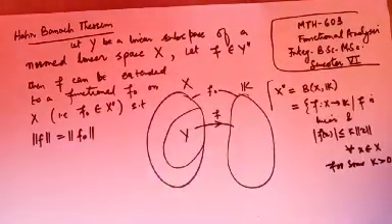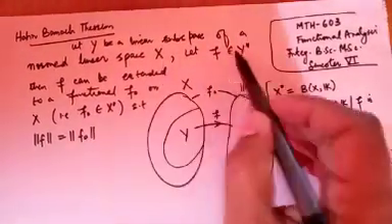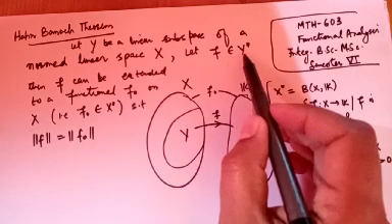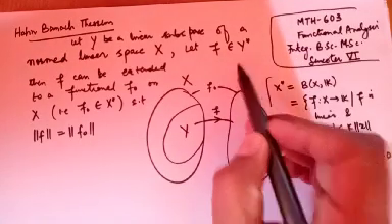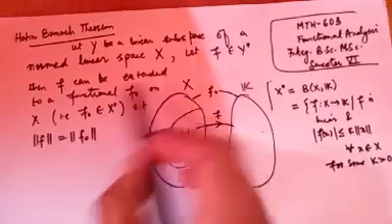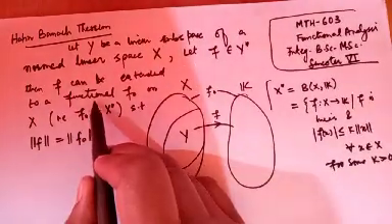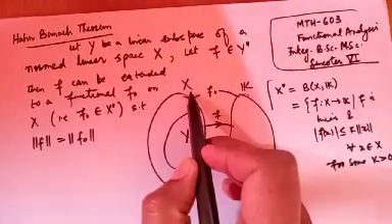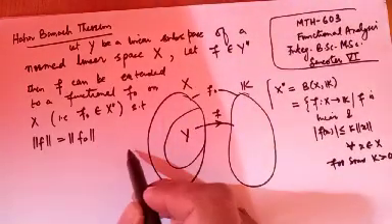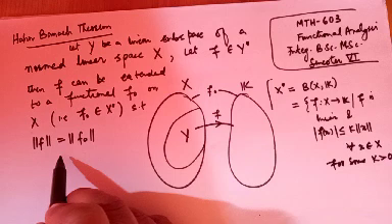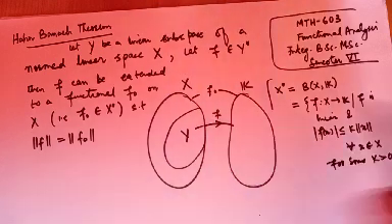if Y is a subspace of a normed linear space X and we have a bounded linear functional defined on Y, that means if f belongs to Y star, then f can be extended to a bounded linear functional f naught on the whole space X, such that the norm of f is equal to the norm of f naught. Now we already know what we mean by X star.